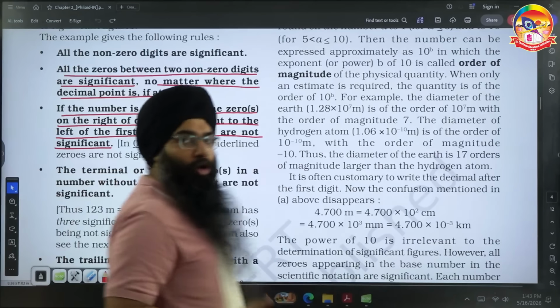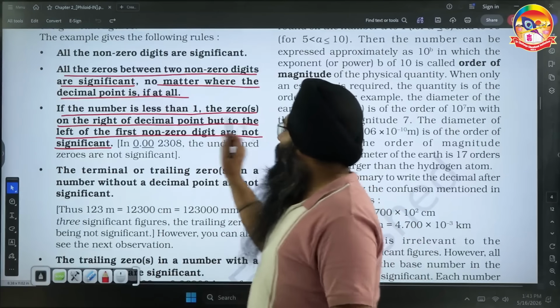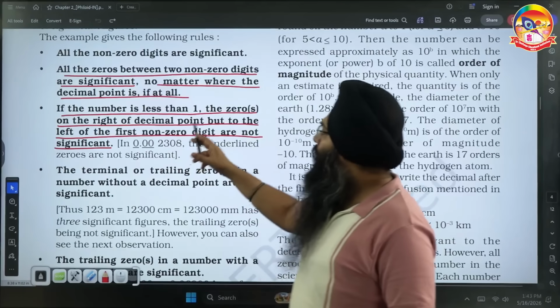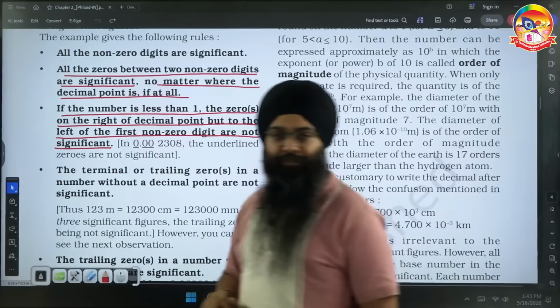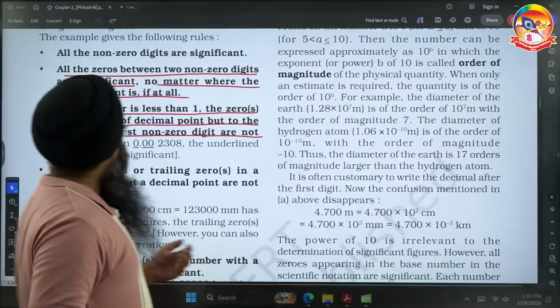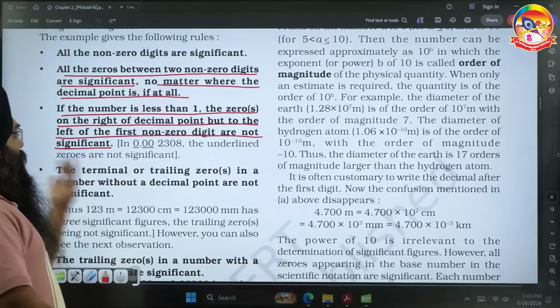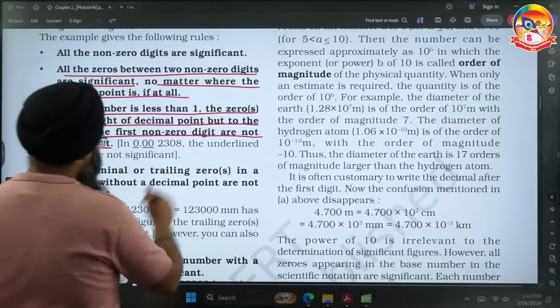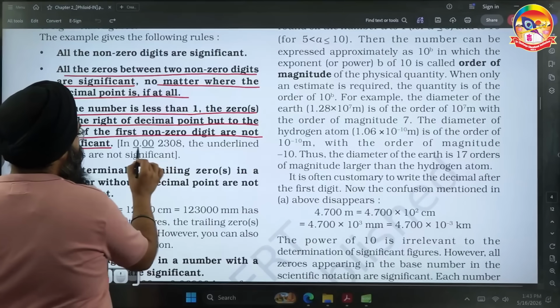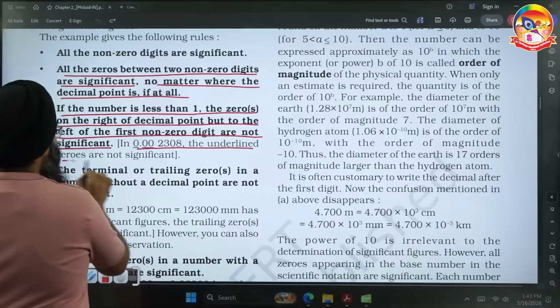If there is a measurement which is less than 1, then the zeros on the right of the decimal point but to the left of the first non-zero digit are not significant. We can also say that the leading zeros are never significant. For example, 0.002308, the underlined zeros are not significant.